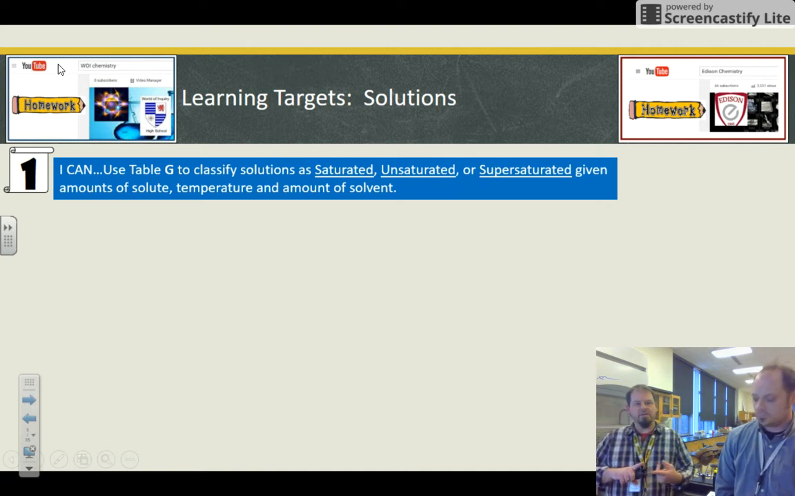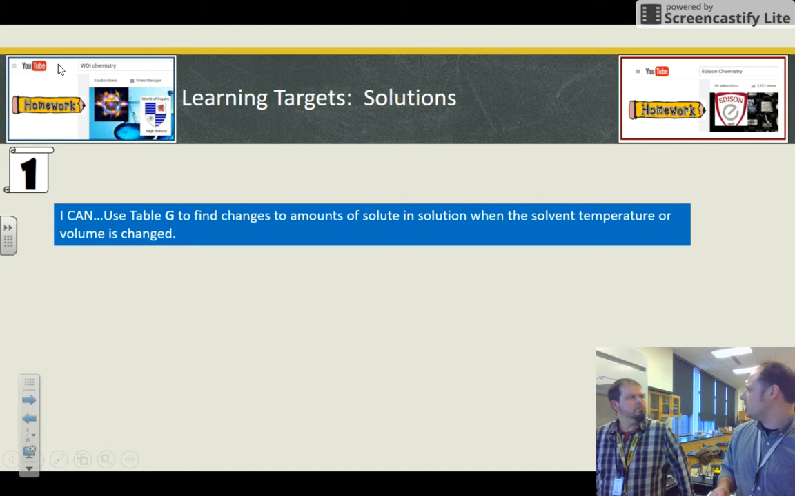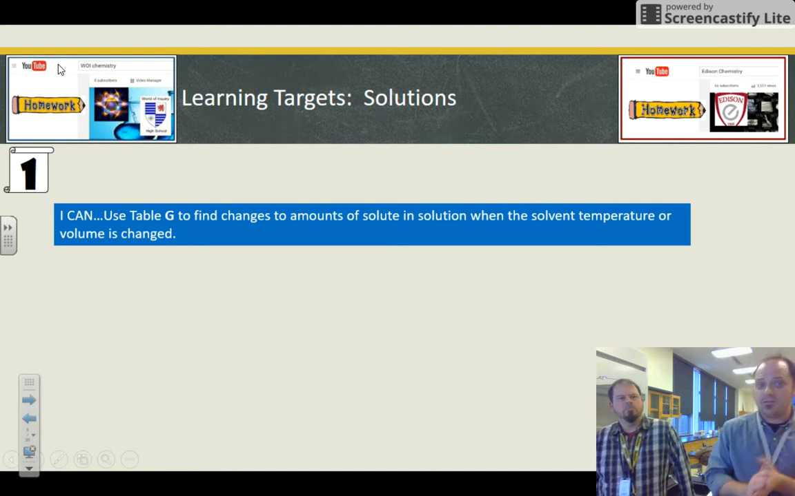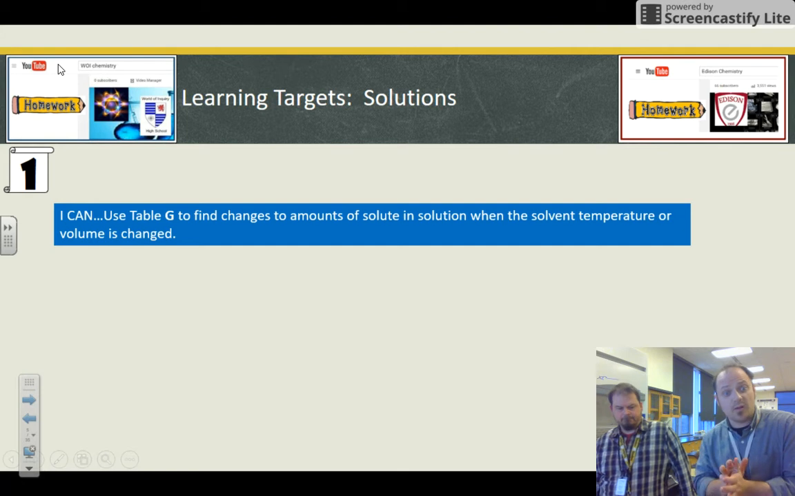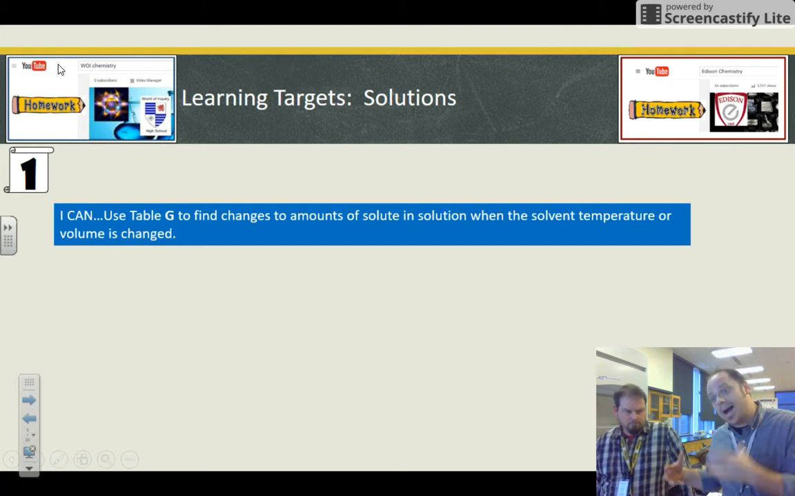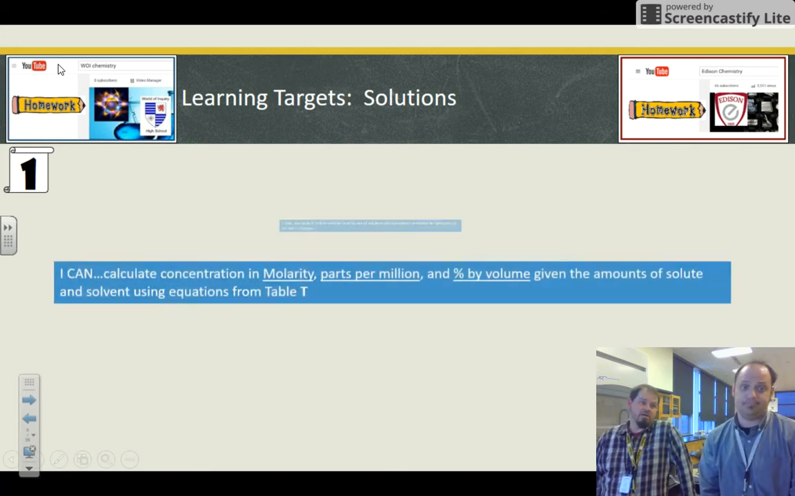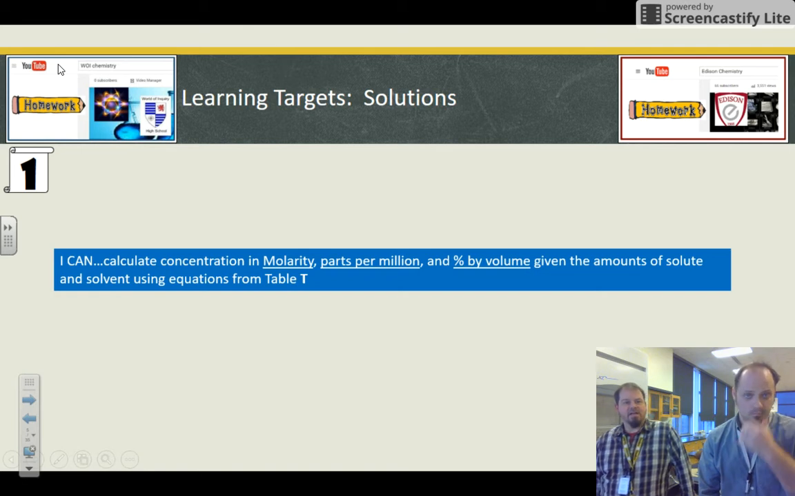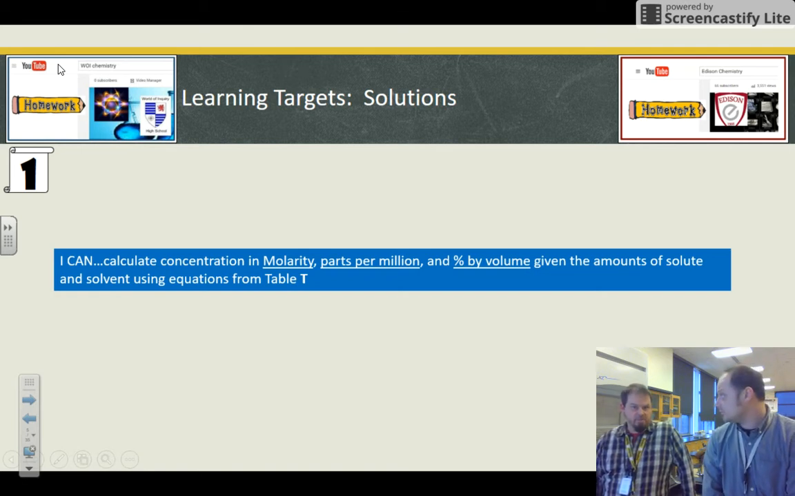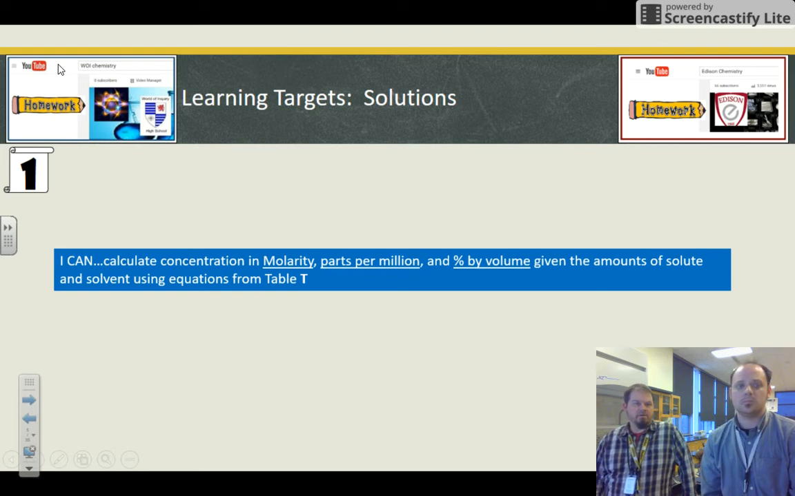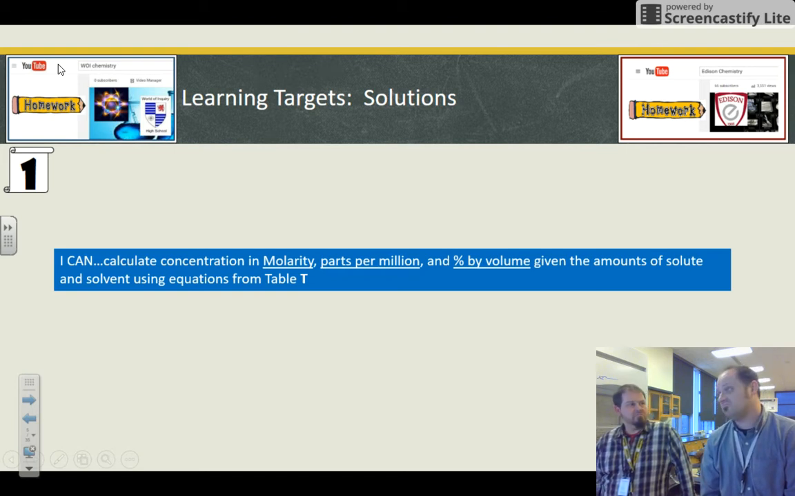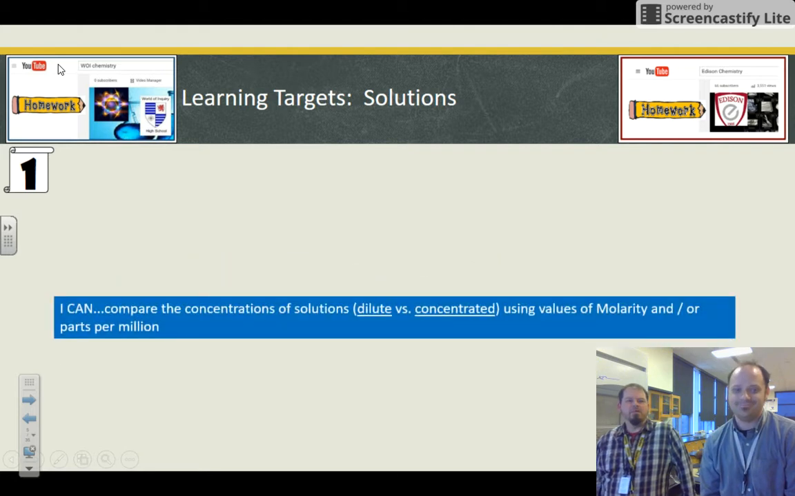Classify solutions as saturated, unsaturated, or supersaturated. We need to know what each of those terms means, and this chart will help us track temperature and amount of stuff. Reference table heavy unit. Using Table G again, find changes in amounts when the solvent temperature or volume is changed. So if you change the temperature, what happens to how much solute dissolves in it? If you change the amount of solvent, how much? Then we get to calculate the concentration. We call this molarity. There's also parts per million and percent volume given for solutions. Table T. Molarity will be the big one.